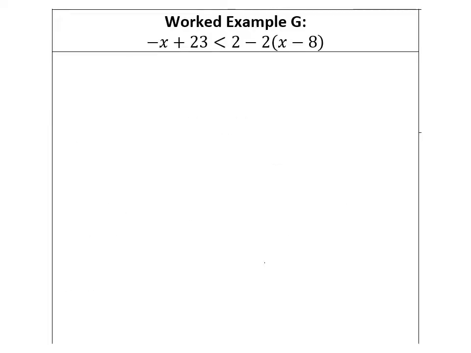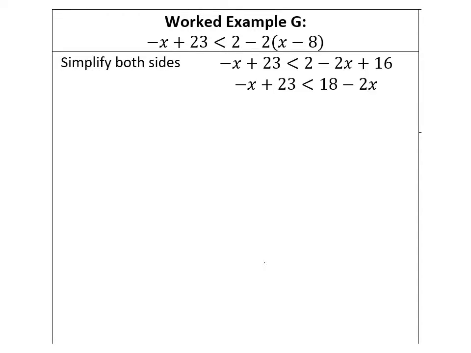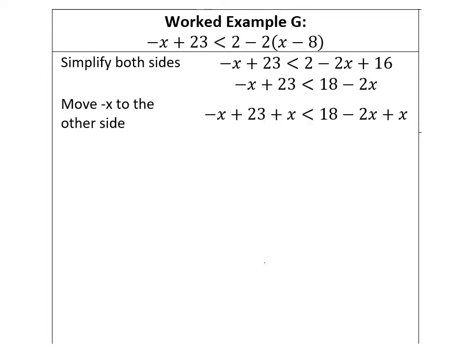Now working an inequality, some of the same steps. Simplify both sides. So distribute that, subtract that, multiply by negative 2 through the parentheses, gets us negative 2x plus 16 on the right. Simplifying again gives us 18 minus 2x. Move negative x to the other side, so I'm going to add x to both sides. That gets us 23 is less than 18 minus x.